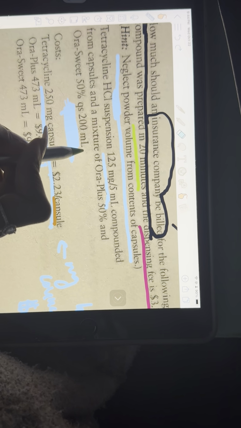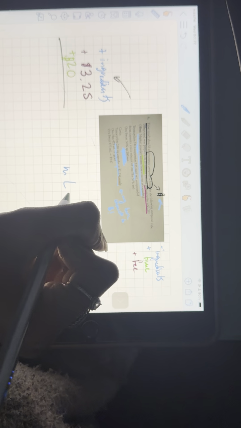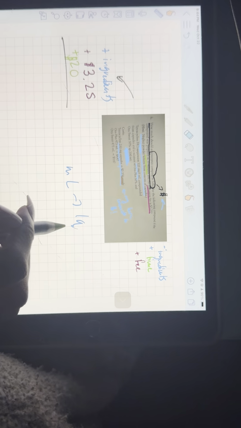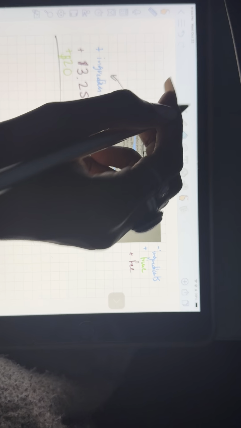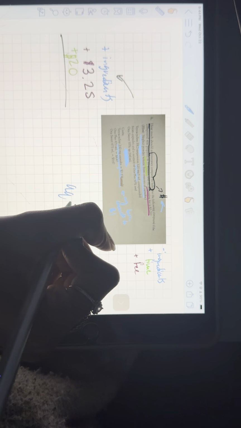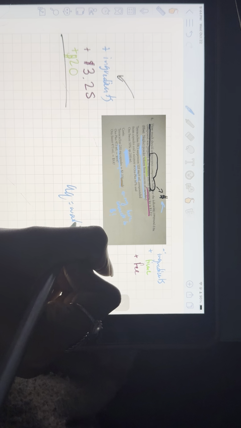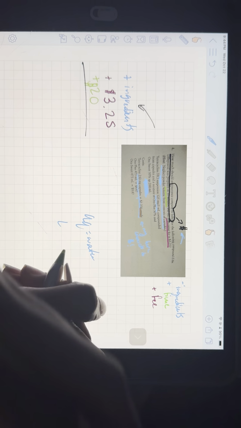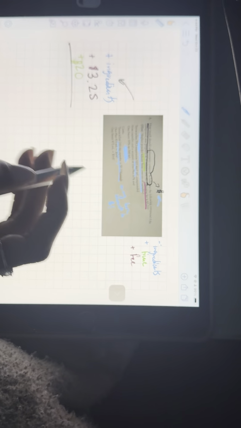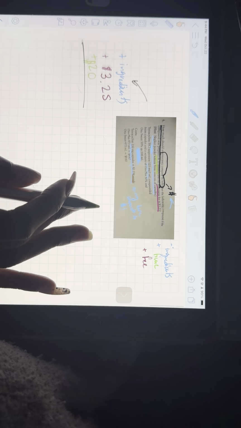I like to think of milliliters like the L in milliliters. The L means liquid, kind of, if that helps. But it can also be aqueous. Aqueous is water. Both of those are measured in milliliters. So we have the volume, which is 200 milliliters. That's the final one.